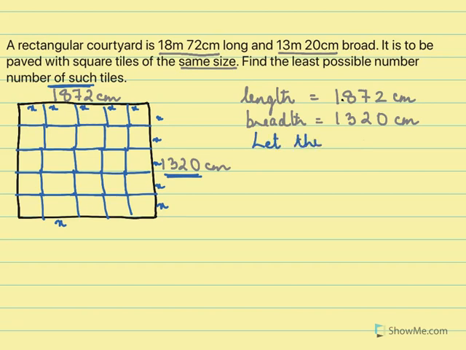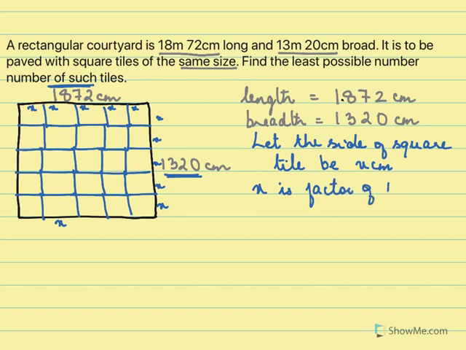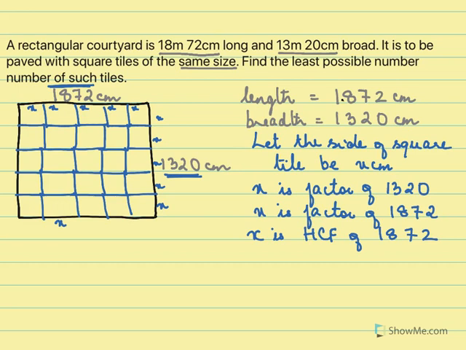of the square tile be x centimeters. So we have seen x has to be a factor of 1320, and x also has to be a factor of 1872. So to find x, we have to find the HCF. So x is the HCF of 1872 and 1320. So let's go ahead and find the HCF.